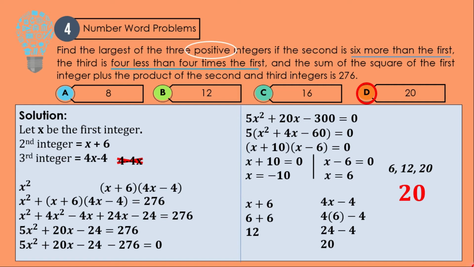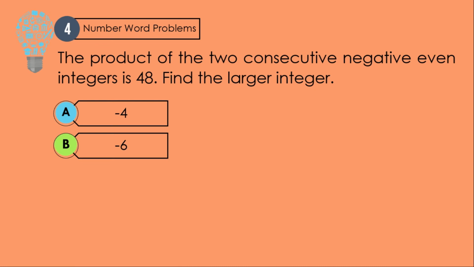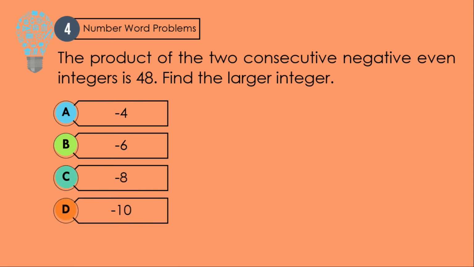Let's try another number word problem. The product of two consecutive negative even integers is 48. Find the larger integer. A, negative 4; B, negative 6; C, negative 8; D, negative 10.